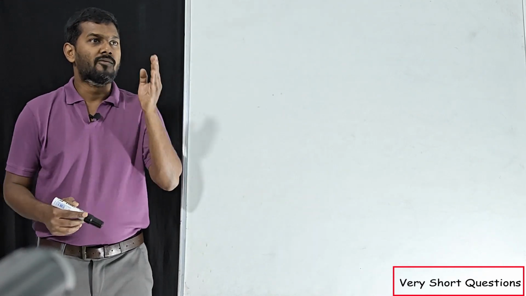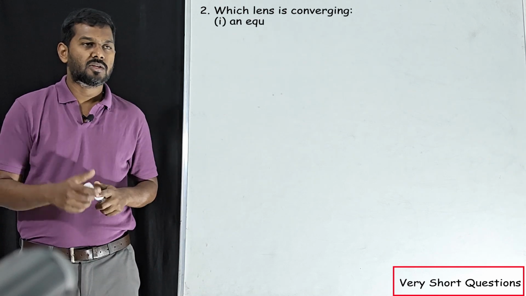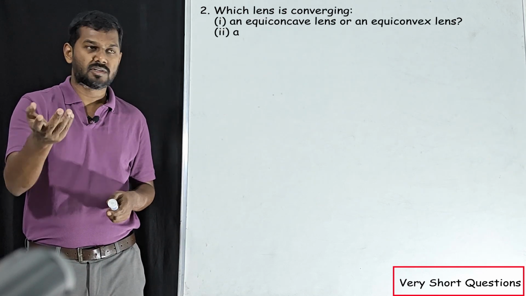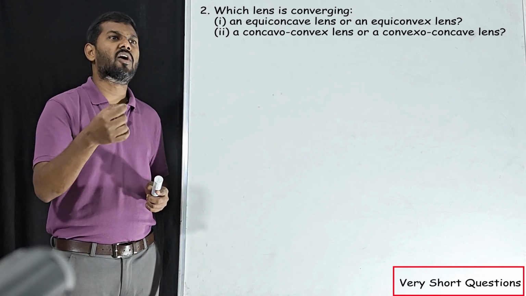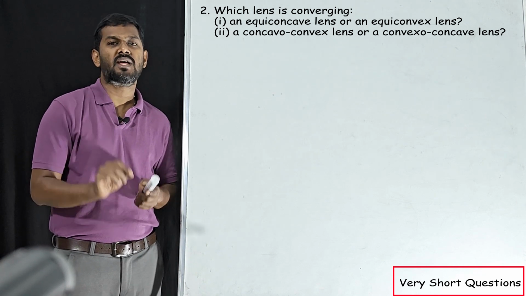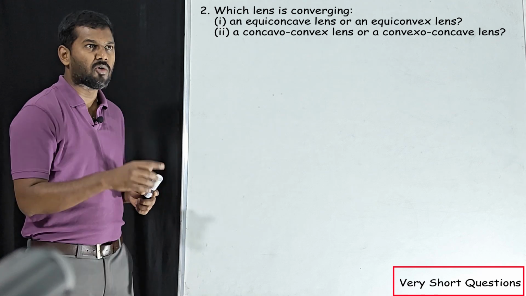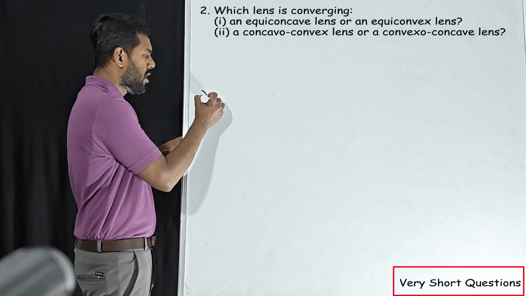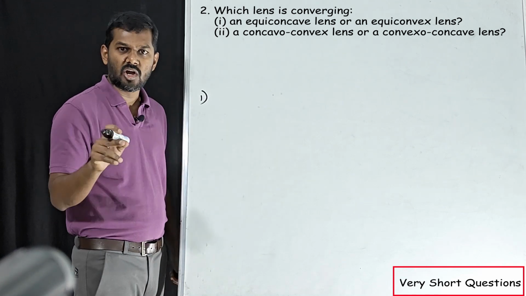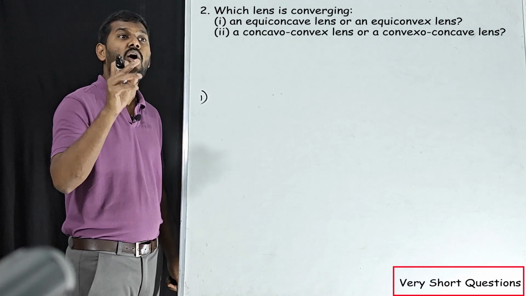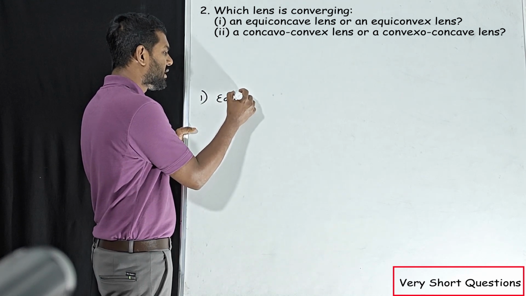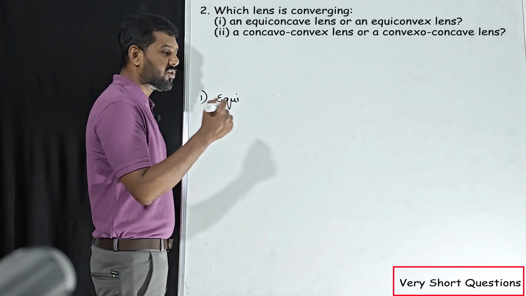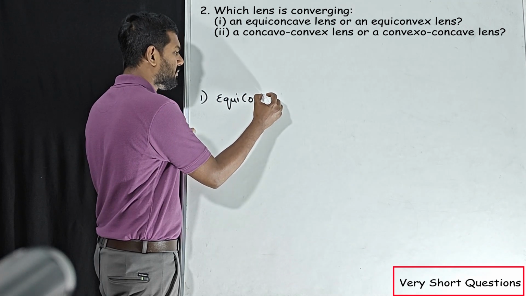Our next question, which lens is converging? So we have to identify which is the converging lens. First one, equiconcave lens or equiconvex lens. We know convex lens is the converging lens, correct? So in the first question, equiconcave is not converging. Equiconvex lens is the converging one. We can easily identify this. That is why I tell you, watch the concept video, then you will understand all these things.